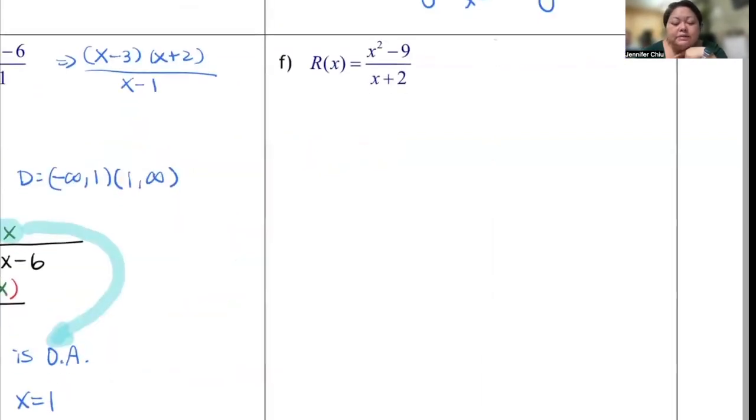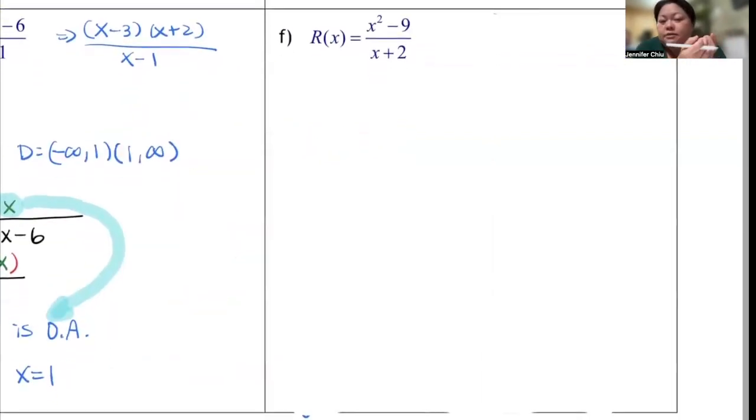All right, last but not least, go ahead and work through F. Pause the video right here. Go ahead and work through F, and then when you're ready, press play and see the answers.